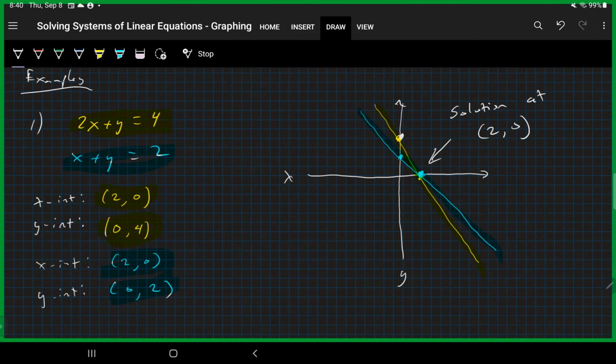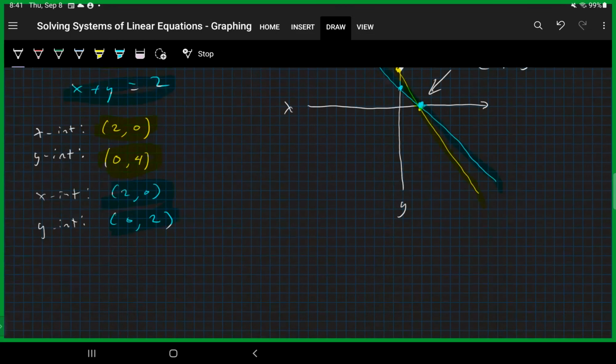And that is how you solve systems of equations by graphing. I chose to use intercepts because these were in standard form and the intercepts were relatively friendly. If you want to just plot points, that's fine. If there's no instructions on how to graph these, you pick your favorite method. And that might depend on the situation that you're in.